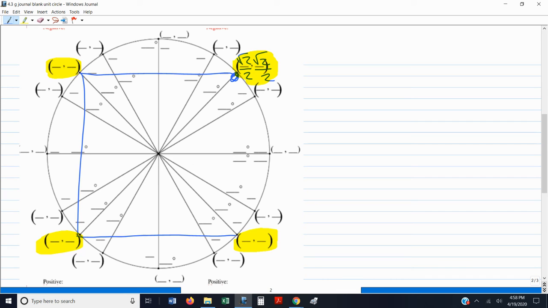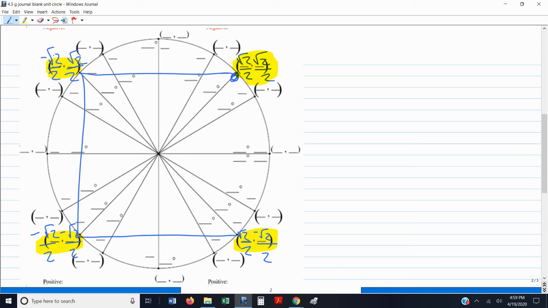So again, into quadrant 2, you have a negative x, negative root 2 over 2, and a positive y, root 2 over 2. Quadrant 3, they're both negative, so negative root 2 over 2, negative root 2 over 2. Quadrant 4, you have a positive x, root 2 over 2, and a negative y, negative root 2 over 2.